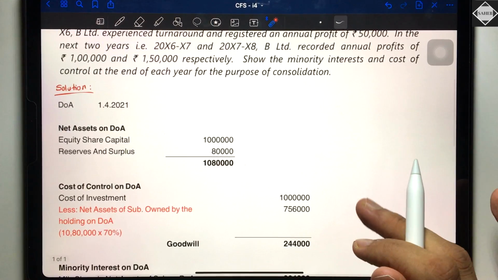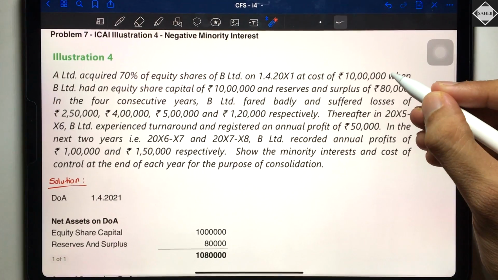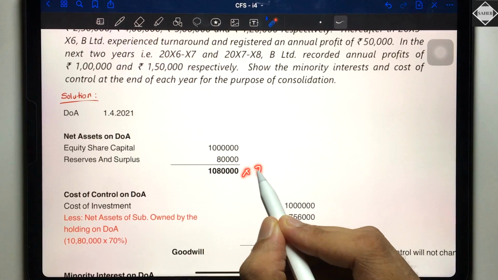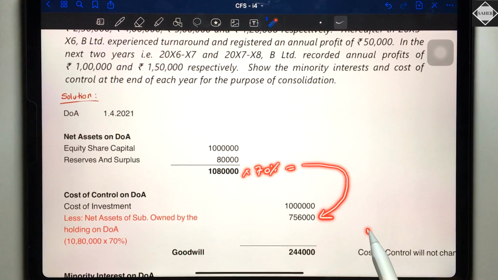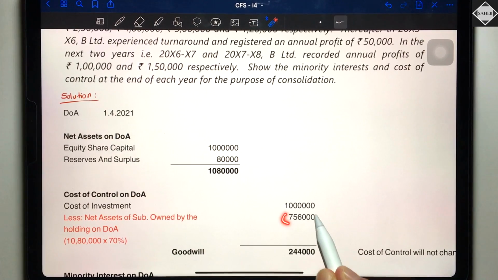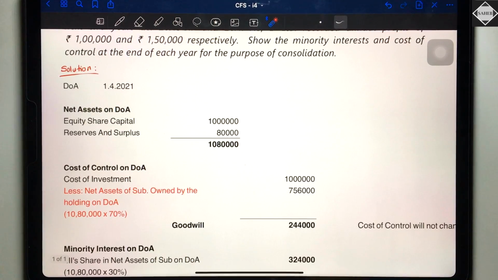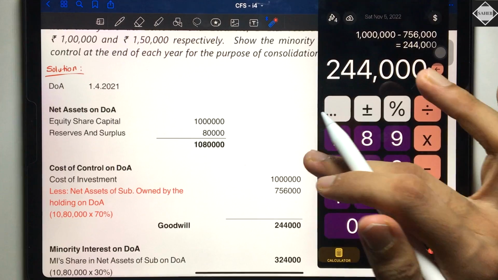So to calculate cost of control, we have to take the cost of investment, 10 lakh, which is given over there. Then you have to subtract the net assets of the subsidiary owned by the holding company on the date of acquisition. That's 7 lakh 56. How did we get this 7 lakh 56? It's really simple. Just take 70% of this, you will get 7 lakh 56. Is it clear? Now if you subtract these two, 10 lakh minus 7 lakh 56, you will get 2 lakh 44. That's the goodwill.